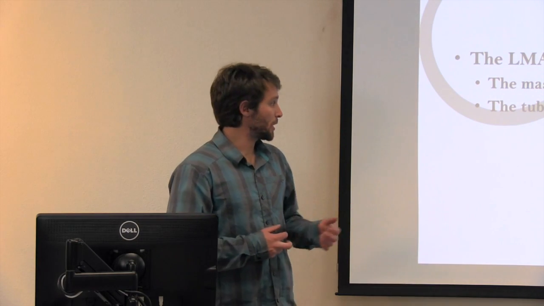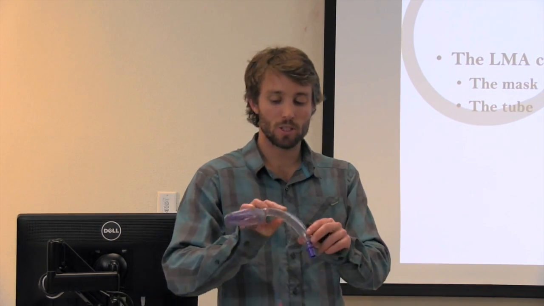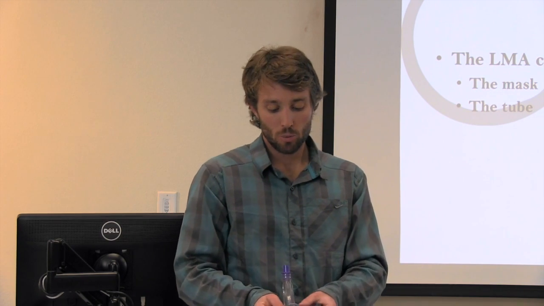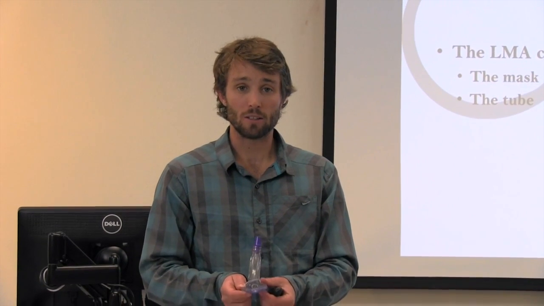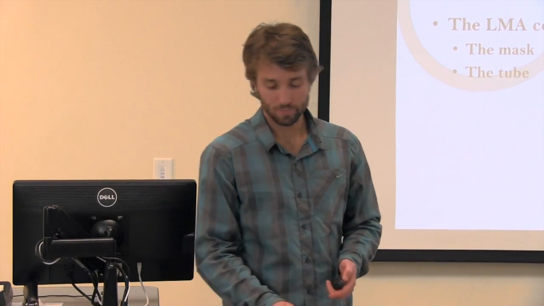In general, the LMA is going to consist of two parts. We have the tube and the mask. So the tube is the part of the LMA that allows the air to flow through, and the mask is going to create the seal basically right in that larynx, right on top of the trachea and right on top of the esophagus.